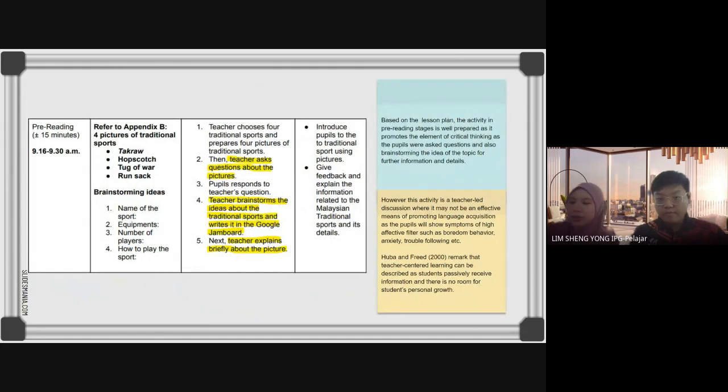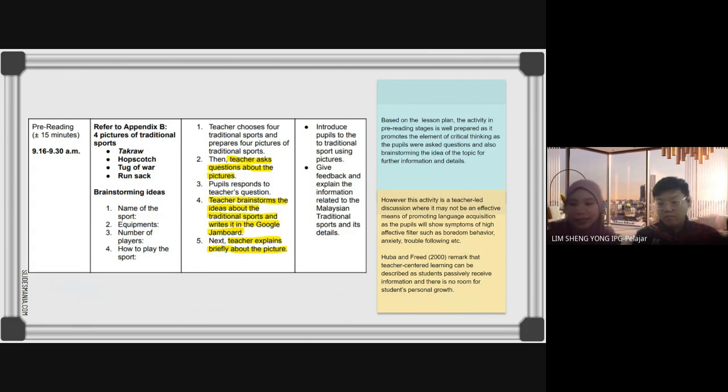Okay, let's go to the analysis that we have done based on the original lesson plan. Based on this lesson plan, we have highlighted the parts that we focus on. The activity in the pre-reading stage is well prepared as it promotes elements of critical thinking, as the pupils were asked questions and also brainstormed the idea of the topic for further information and details.